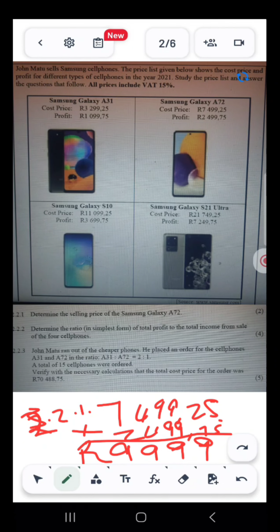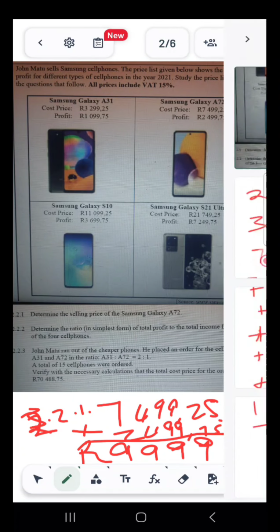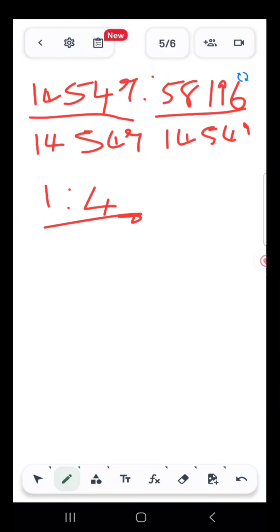Verify with the necessary calculations that the total cost price for the order was 70,488.75. Okay, so what do we know? What do they tell us? Start by writing what we know. This is question 2.2.3. We know that the ratio was 2:1, right? We know that 15 cell phones were ordered, right?